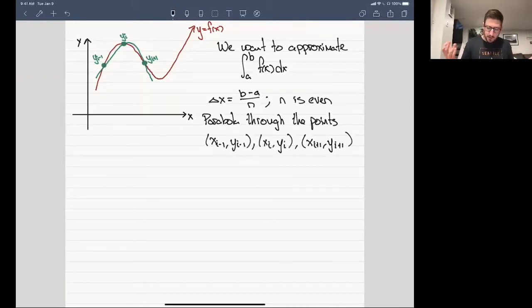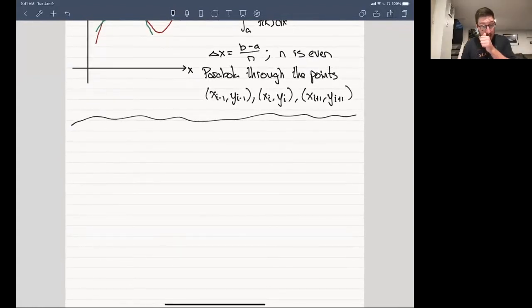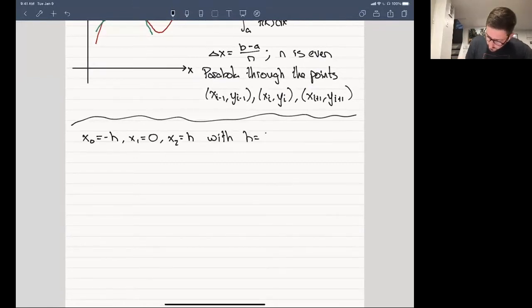Okay, so let me do a little experiment here. Let me do some illustration, and it's just going to be with a little toy, and we'll see how this scales up. Okay, so maybe let's put a little divider here. Let's take, say, x0 is equal to minus h. Let's take x1 is equal to 0, and let's take x2 is equal to plus h. Okay, so these are my 3 x points, and we're going to say h is equal to delta x, which is (b minus a) over n.